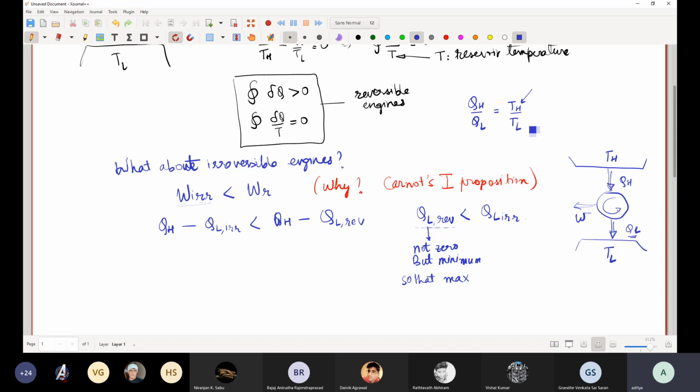If you know what TH and TL are, and you know how much heat input is there, you will figure out the minimum amount of heat rejected to the surrounding. And once you know that, you can figure out the maximum work output of such an engine. This is going to be W max of that engine.